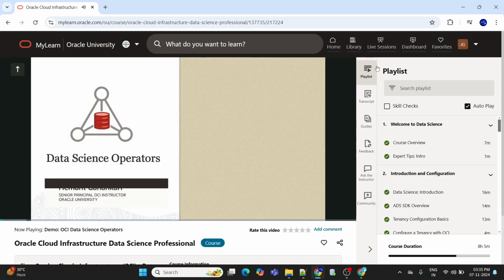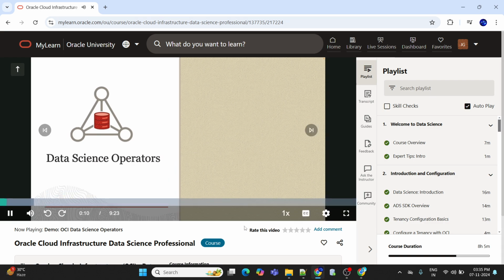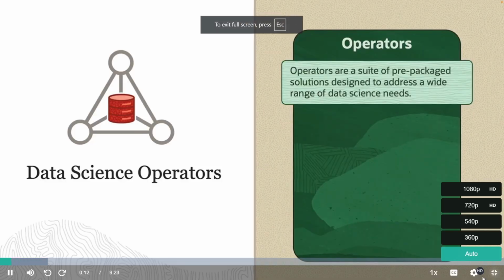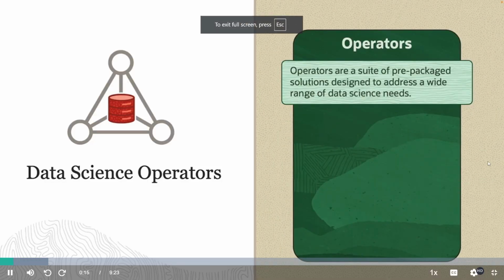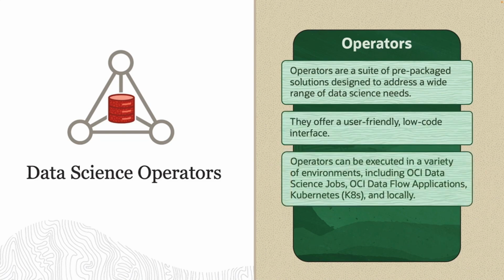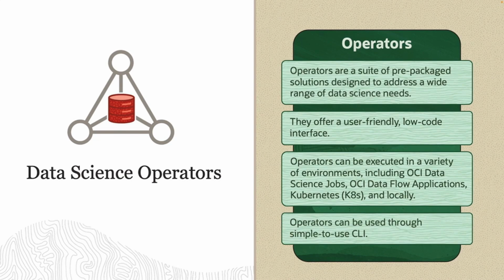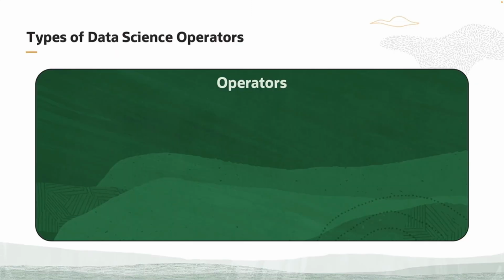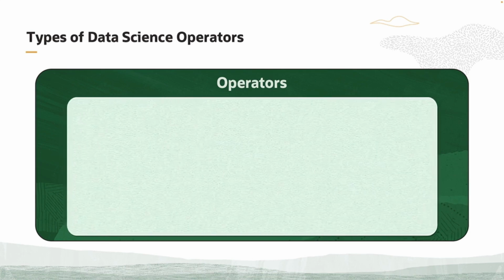Data science operators is a recently introduced feature of the OCI data science. Essentially, operators are a pre-packaged set of libraries suitable for a specific task like forecasting, anomaly detection, or detecting personal identifiable information. These are designed to be low code and can be executed in a variety of environments, including OCI Data Science Notebook. Operators can be easily invoked through a CLI. There are three types of operators available to use.